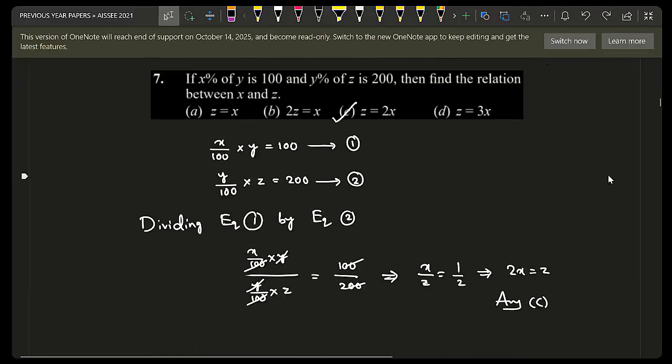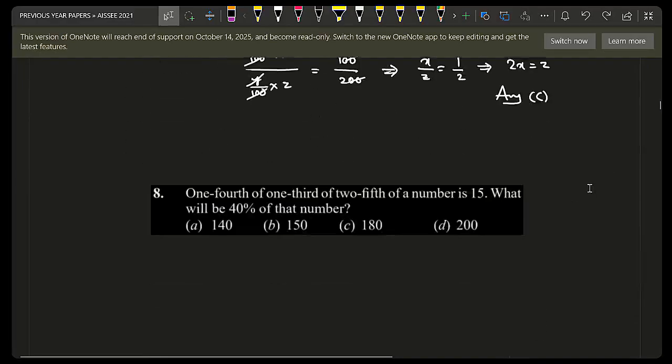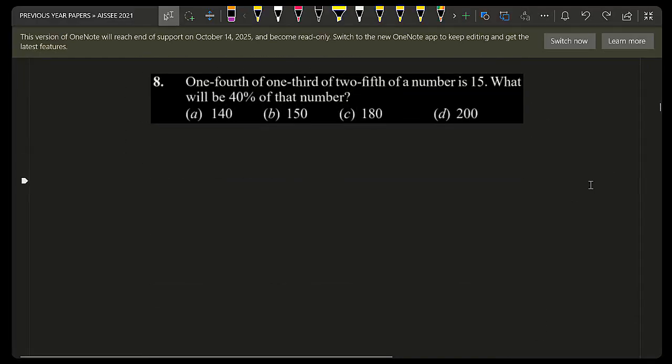So we are going to the next question now, that is the eighth one. 1/4 of 1/3 of 2/5 of a number is 15. What will be 40% of that number? We don't know that number, so let us call it x.